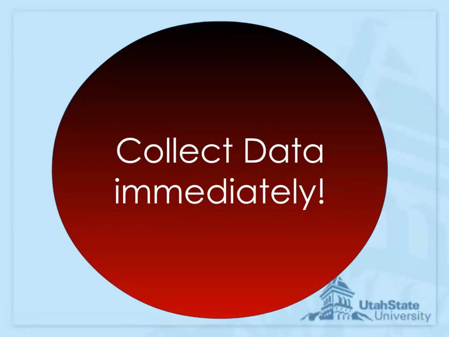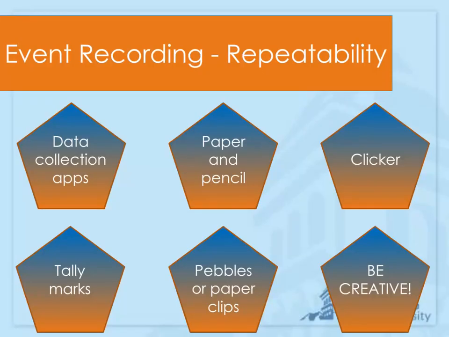If data collection should be done within a few seconds after a behavior occurs, how can we possibly collect accurate data? The short answer is that we need to get creative. We need to find a method for collecting data that works for our environment. The first method we will discuss is called event recording. Event recording is used with the behavioral dimension of repeatability, so that's count or rate or frequency, which we've covered earlier.